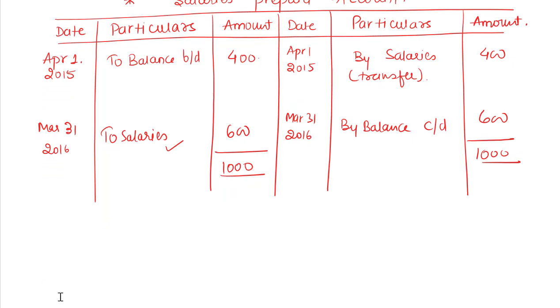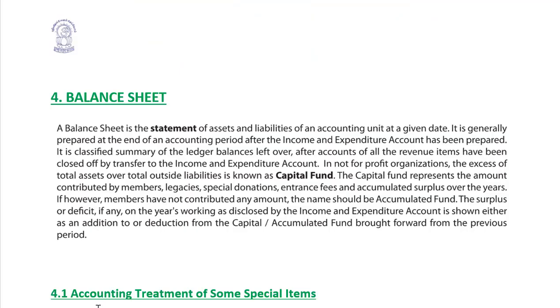Let us continue. The next topic is balance sheet. So we are done with receipts and payments account and income and expenditure account. The next concept is balance sheet.